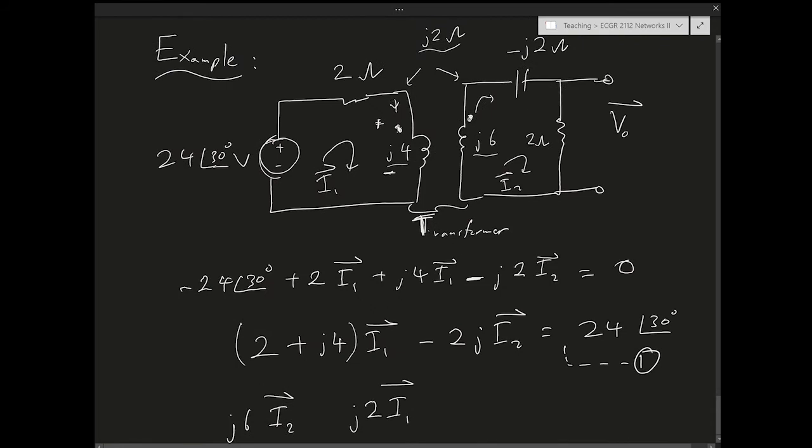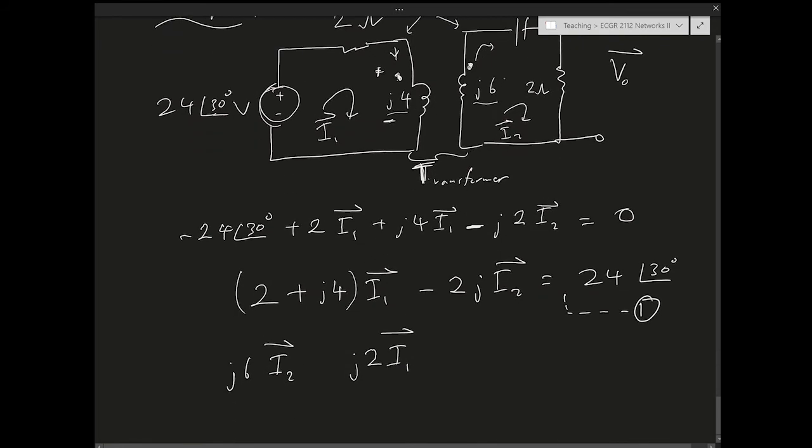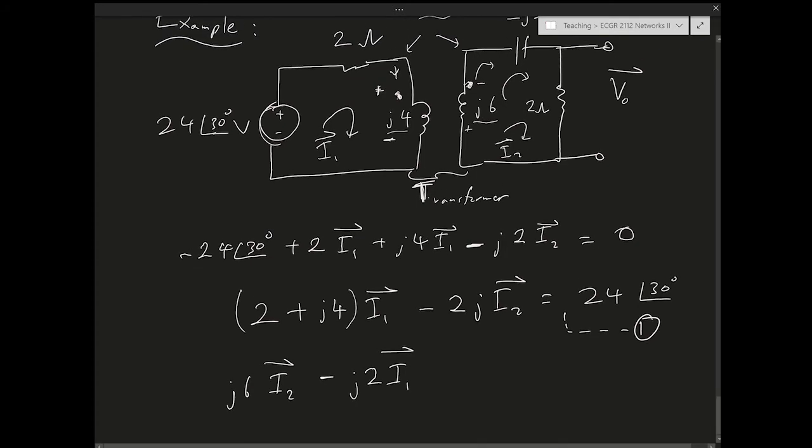I1 is entering the dot, so there's no sign flip. But then, because I'm doing KVL in this direction, clockwise, the KVL voltage has a polarity that's opposite to the dot. So this becomes minus. That's why the minus comes in, because the KVL voltage has a polarity opposite to the dot as I'm traversing the loop. And I'm done with the mutual term, and then I'm going to continue with the capacitor and the resistor. So you have minus j2 I2 plus 2 I2 equals 0.